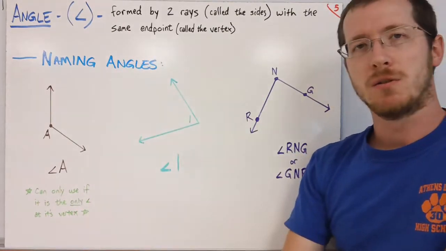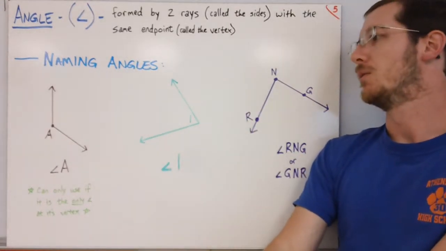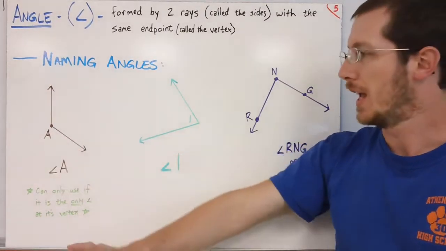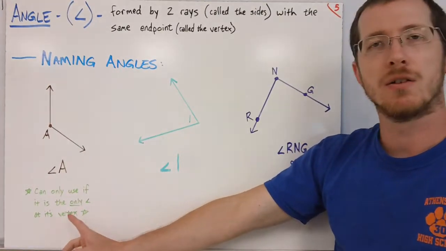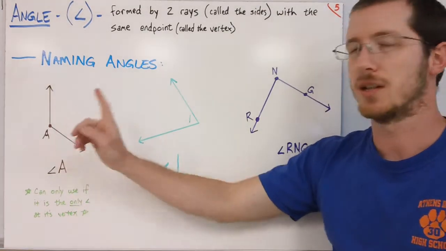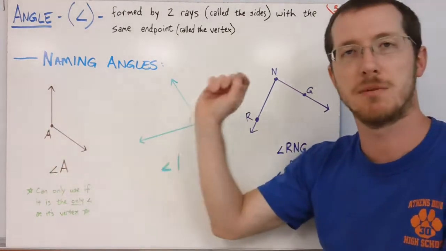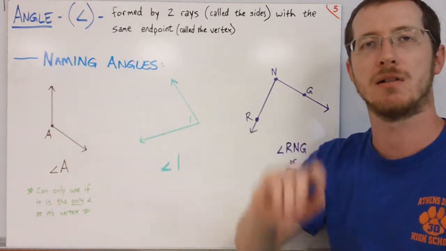When we name angles, we've got three different methods for naming angles. The first one, the simplest: if we know the vertex, and there are no other angles touching that vertex or using that same point as a vertex, then we can just name it with the vertex. Angle A, this is angle A.